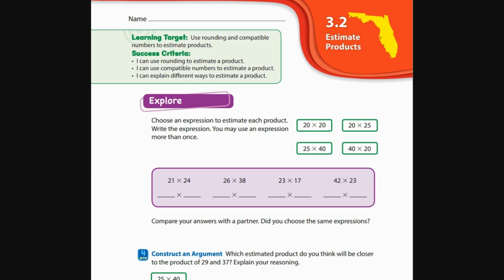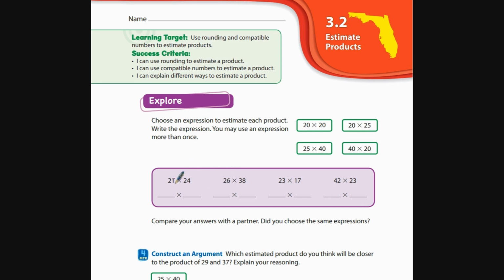Today we're looking at Chapter 3, Lesson 3.2, which is estimating products. Our learning target for this lesson is using rounding and compatible numbers to estimate our products. So we can use rounding like we have been, and compatible numbers is a little different than rounding, but not so much. I'm going to go ahead and try to explain it the best way possible. So let's go. Now, let's take a look at the Explore, okay?